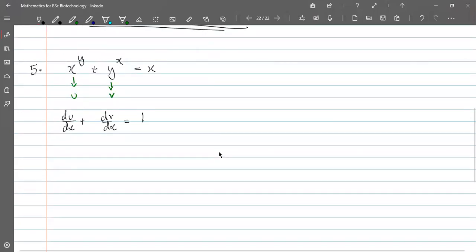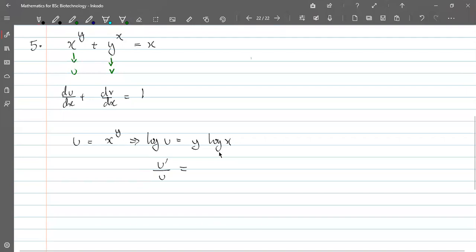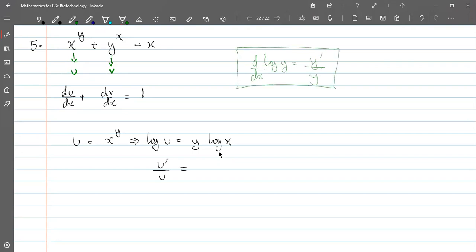So do that separately. First, we take u is equal to x to the y. Then take log. So log of u is y log x. So differentiating, we get 1 upon u du by dx. Again, let me write this in the other notation: u prime by u. u prime denotes du upon dx. So just remember in general, the derivative of log of y is always y prime upon y. This is a nice property to remember, very useful.